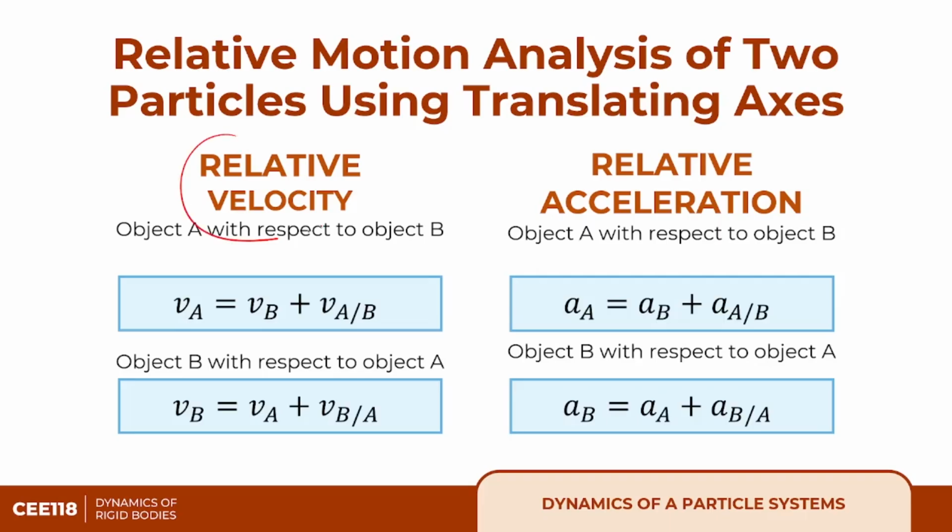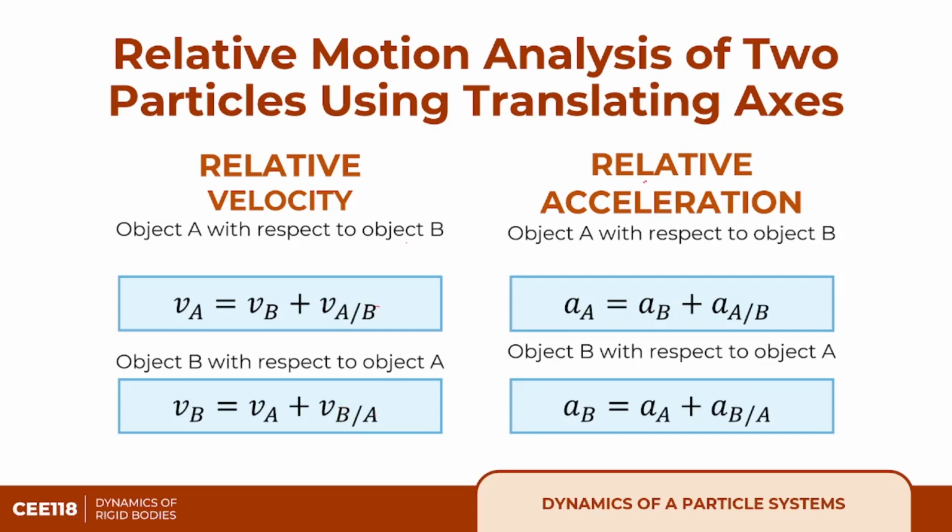So, if we get the relative velocity of object A with respect to object B, look class, this will be the wording: object A with respect to object B. So, our reference is object A, no? We take it with respect to object B. So, object A is what we are evaluating here. So, velocity of A is equivalent to velocity of B plus velocity of A with respect to B. Okay? Now, if we get object B velocity with respect to A, this is what happens: velocity of B equals velocity of A plus the relative velocity of B with respect to A.